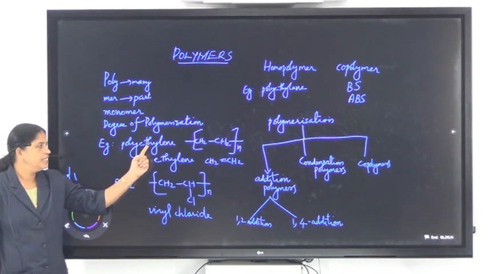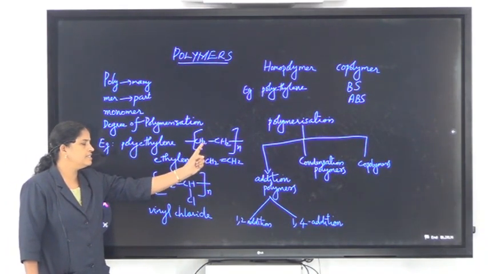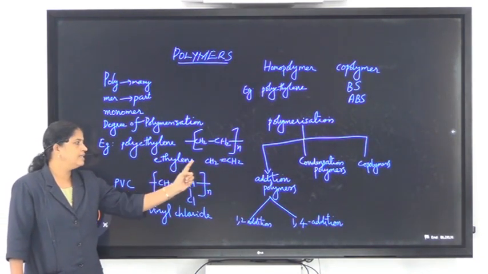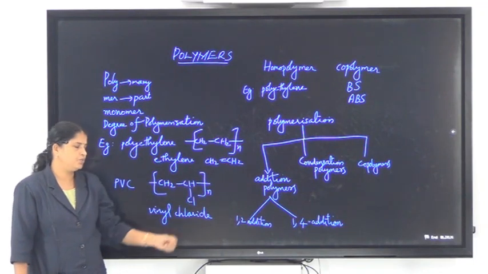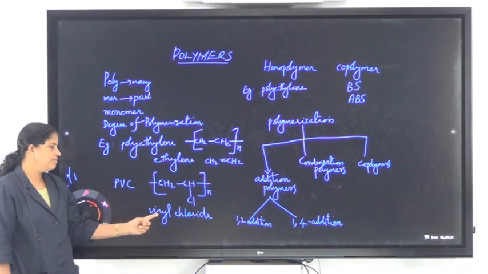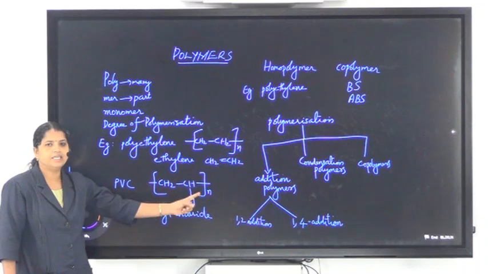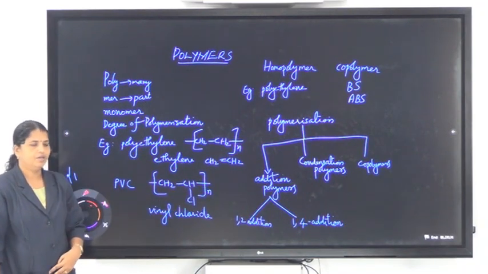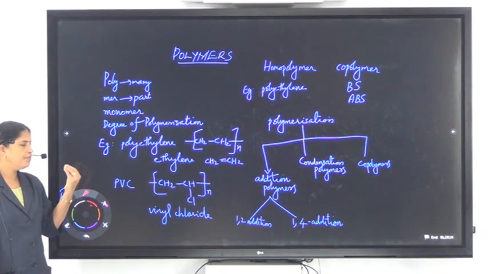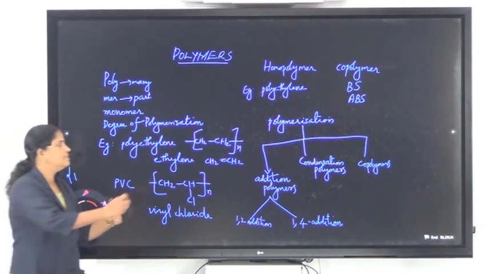For example, polyethylene is formed by the polymerization of the ethylene molecule. This is the structure of polyethylene, (CH2)n. The monomer present in polyethylene is the ethylene molecule, CH2=CH2. Then another example is polyvinyl chloride. The monomer is vinyl chloride, and this is the structure of polyvinyl chloride, (CH2CHCl)n. So the number of monomer units present in a polymer chain is called its degree of polymerization, DP.